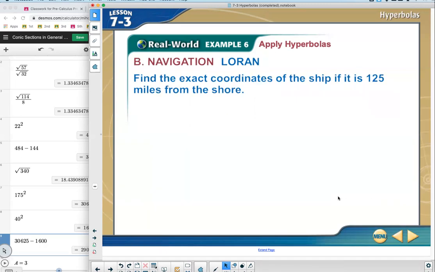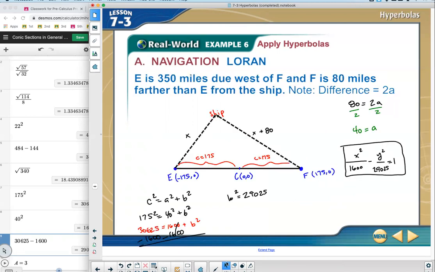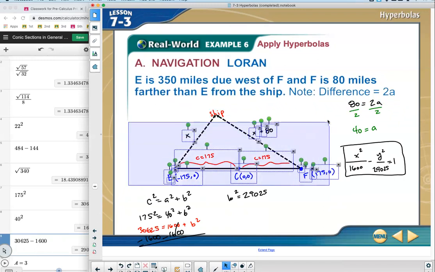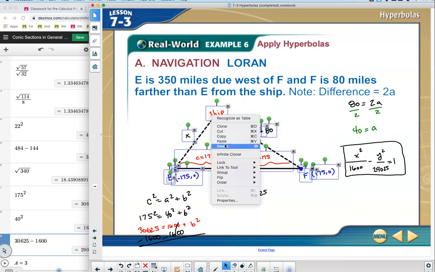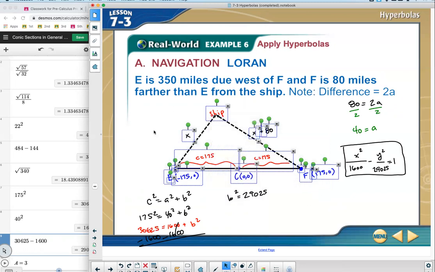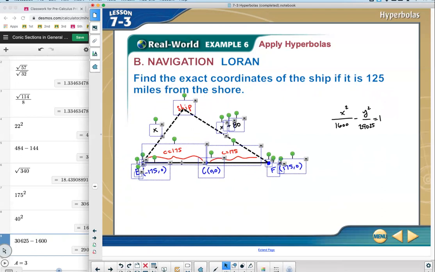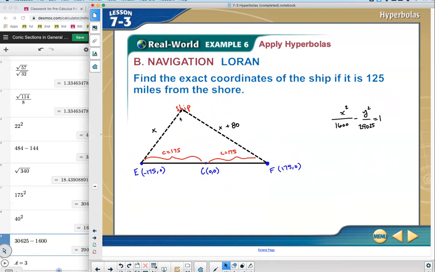And now let's take a look at part B. It says, find the exact coordinates of the ship if it is 125 miles from the shore. Okay, so here's my equation. And I'm going to also pull my diagram that I have here. Just the diagram. I take this diagram, copy this. I'm going to delete a couple pieces I don't need anymore.